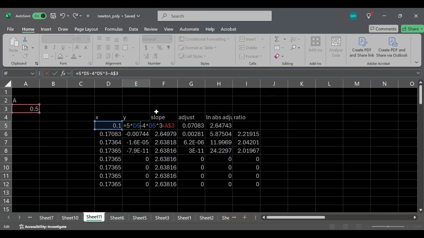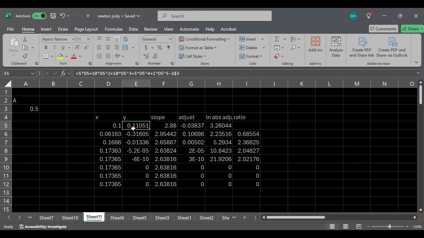The y value is 5x plus 10x squared plus 10x cubed plus 5x to the fourth plus 1x to the fifth minus the parameter a. Have to be careful to type all that correctly.